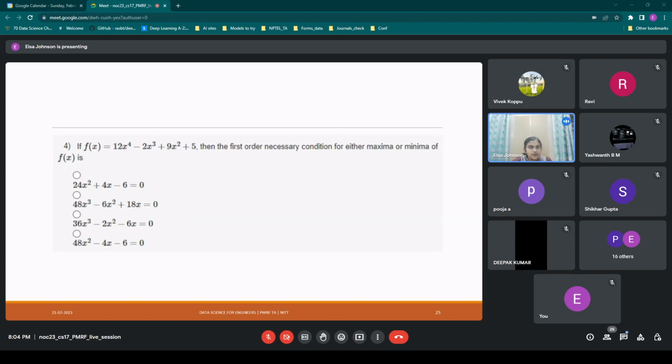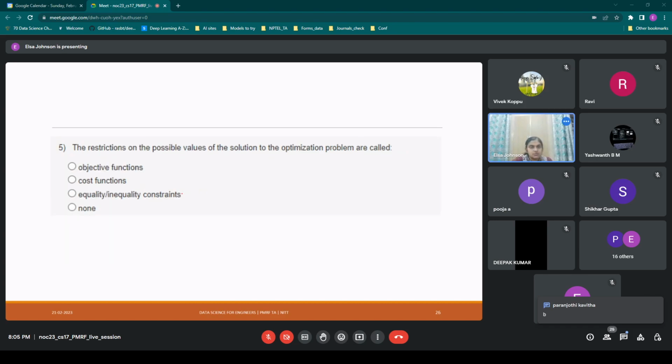Now, if f of x equals 12x raised to 4 minus 2x cubed plus 9x square plus 5, can you tell me the first order necessary condition for either maxima or minima? I just want to find out the first order necessary condition. It's straightforward. B only, yeah. So it's 48x cubed minus 6x square plus 18x equal to 0. Now, the restrictions on the possible values of the solution to the optimization problems are called... it's coming from the previous question only.